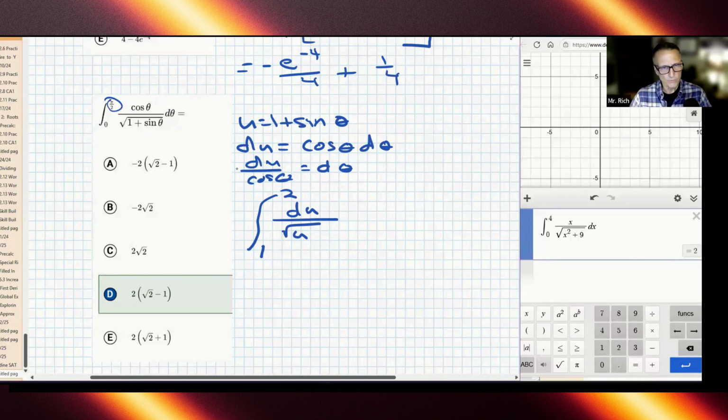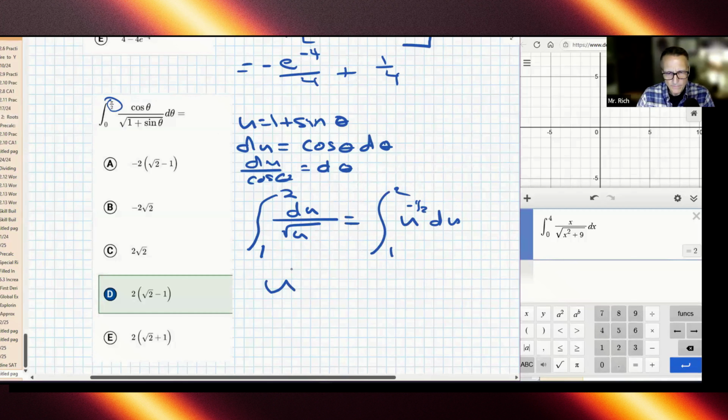So now this is not even in the realm of trig, right? I'm not in sine and cosine. I'm in u at this point with just algebra. So I'm going to go from 1 to 2. I will call that u to the negative 1/2 du.